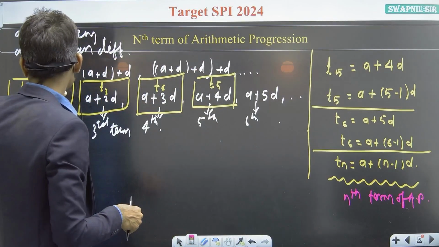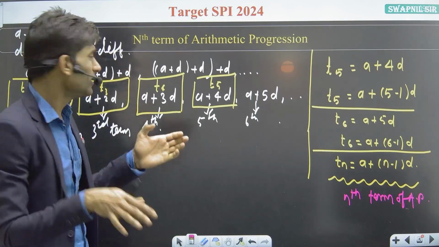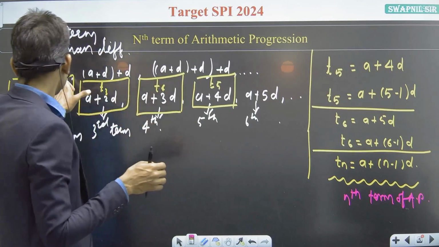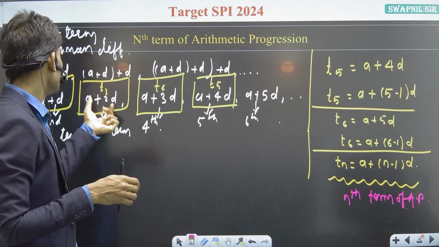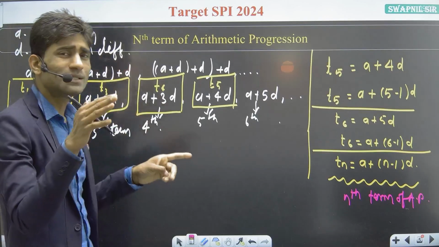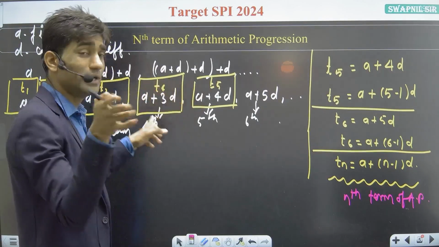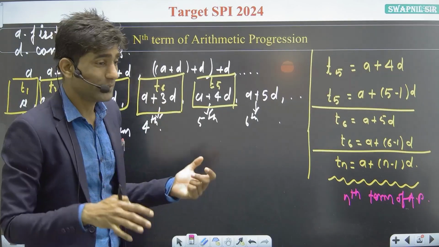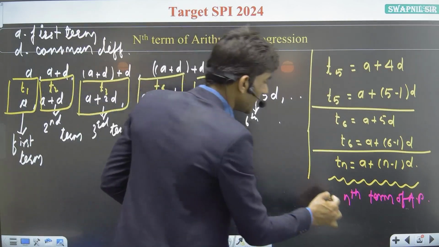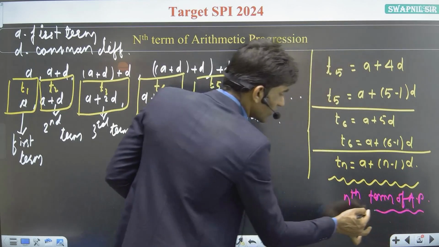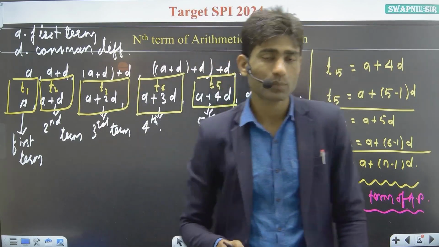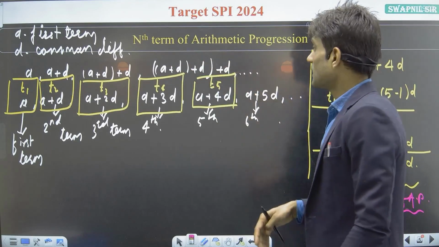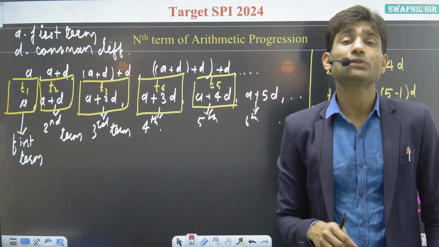Now we can see that a can be written as a plus 0 times d. A plus d can be written as a plus 1 times d. A plus 2d can be written as a plus 3 minus 1 into d. Similarly, a plus 3d can be written as a plus 4 minus 1 into d. So that is the conversion to the nth term here. So that's it for the nth term of an arithmetic progression. Also after that we have the sum of n terms.